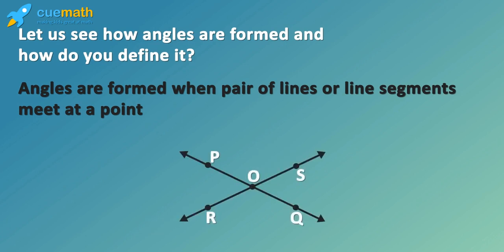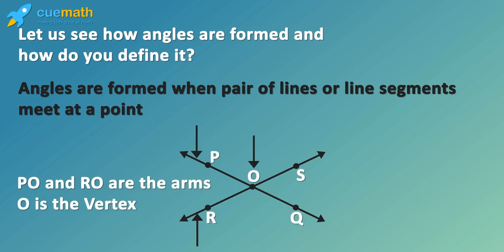Let's take another example and consider that lines PQ and RS intersect at a point O to form four angles. They are angle POR, angle POS, angle SOQ, angle QOR. For angle POR, PO and RO are the arms and O is the vertex. Similarly, can you identify the arms of the other angles formed here? This is an activity for you. You can post your answers in the comment section and we'll see how many of you got this one correct.